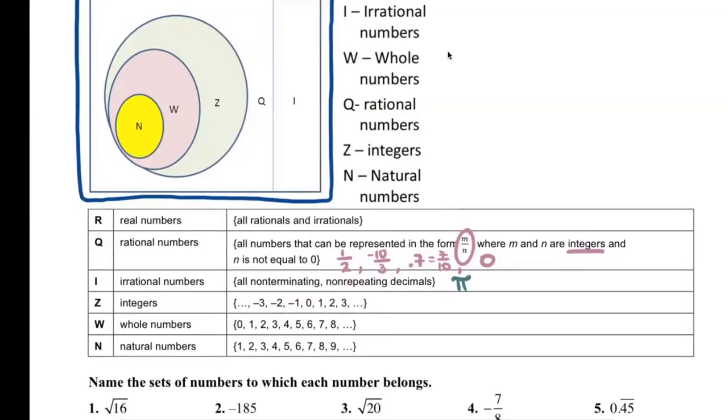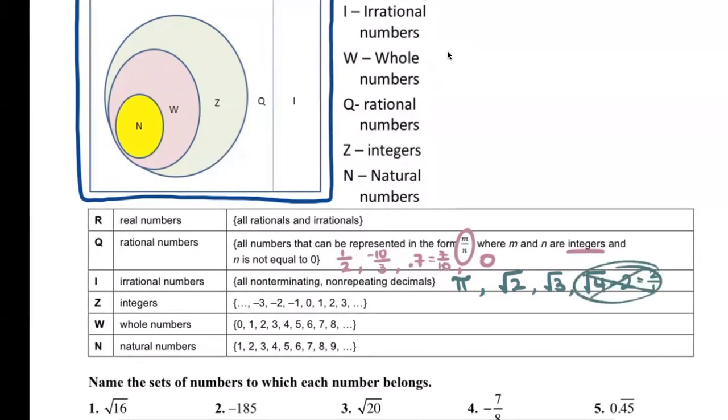So that's an example. Radical 2 is another example. If you type that into your calculator, you'll get a bunch of decimals that don't repeat. Radical 3 too. Radical 4 would not. Radical 4 is a rational number because it can be simplified to 2, which can be written as a fraction. So this would be a rational number.